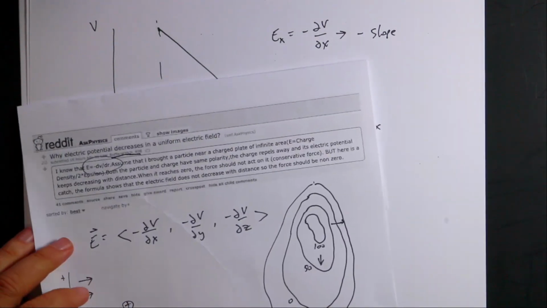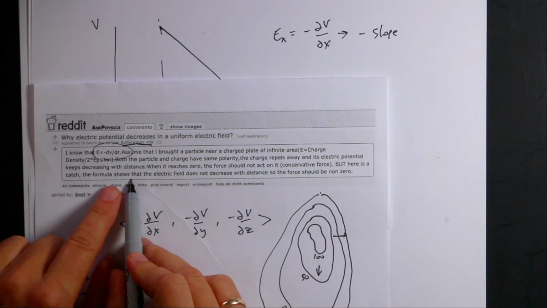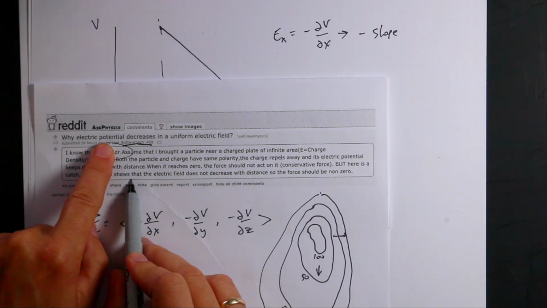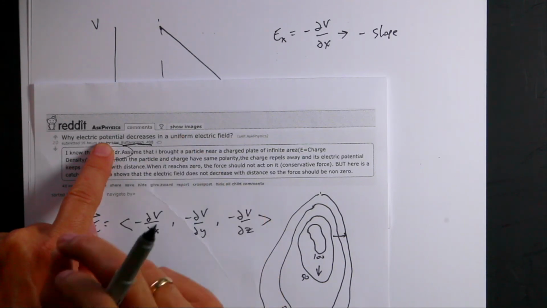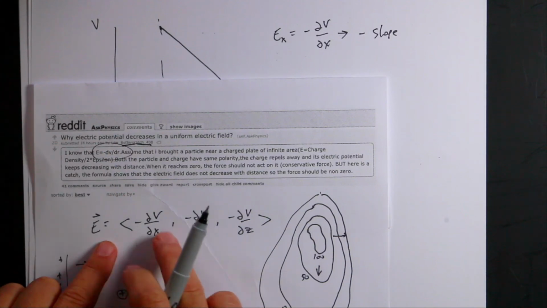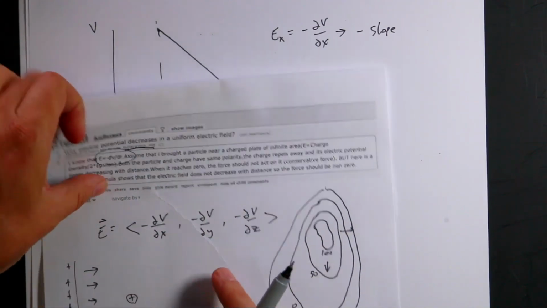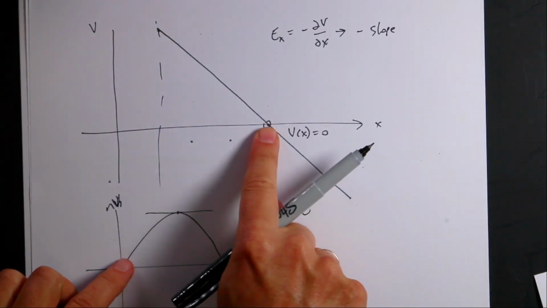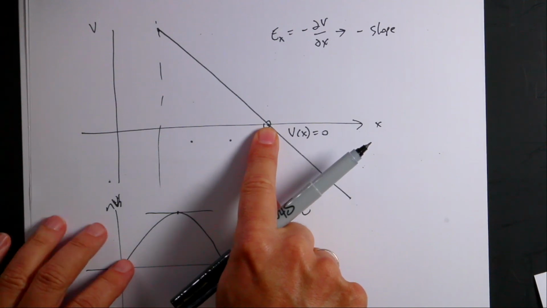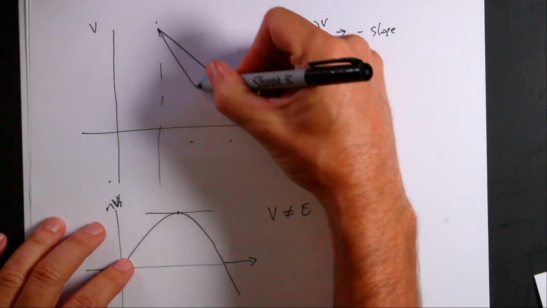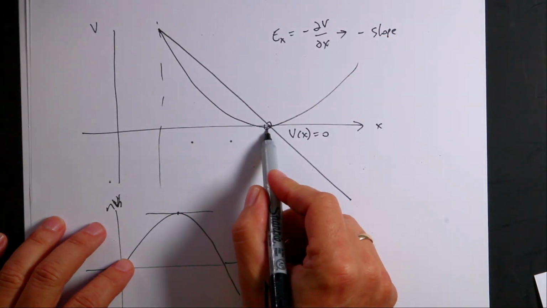Okay, so I think that answers the question right there. The force should not act on it, but here, so really, the first question was, why does the potential decrease? And the answer is because the changes in electric potential are really due to work. When you move to the other side, you get a negative sign. And then why does this force not go to zero? That's because the force depends on the gradient of the potential, not the actual potential. And the gradient of the potential is not zero right here. If you wanted it to be zero, you'd have to have something like this, where it curves down. And yes, there the potential and the field are zero because the slope would be zero.